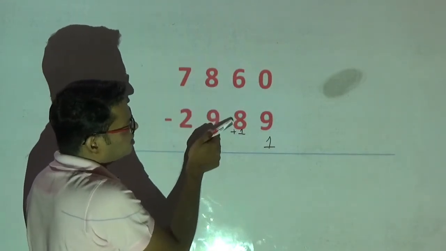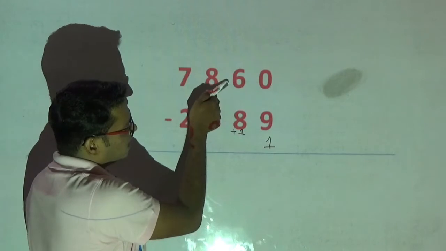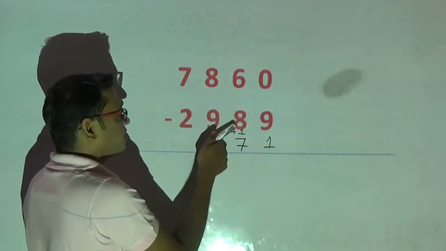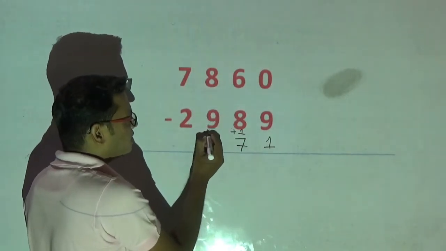Therefore, 10 minus 9 is what? 1. 1 plus the above number, which is 6. 6 plus 1 is what? 7. From which number did I subtract? From 10. Therefore, I will increase this number by 1.